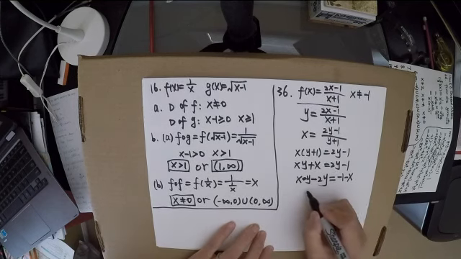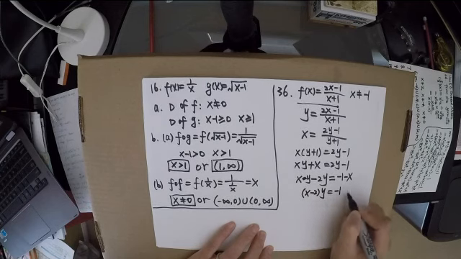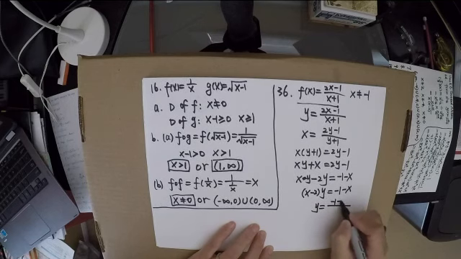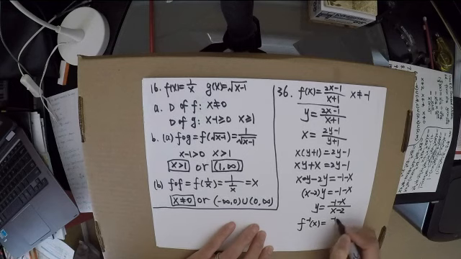Okay. So now you have x minus 2 times y equals negative 1 minus x. Solve for y, it becomes negative 1 minus x over x minus 2. So this is our inverse function.